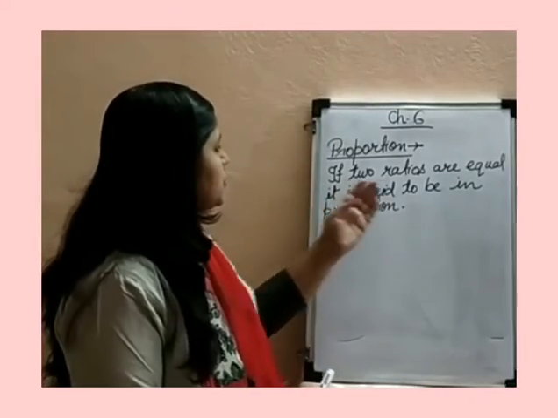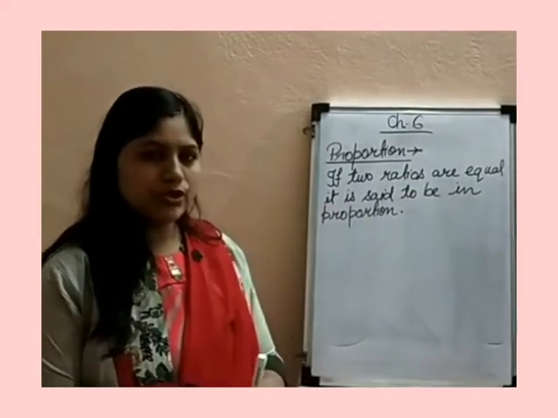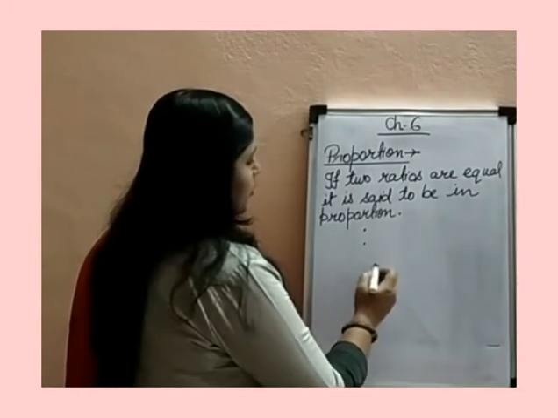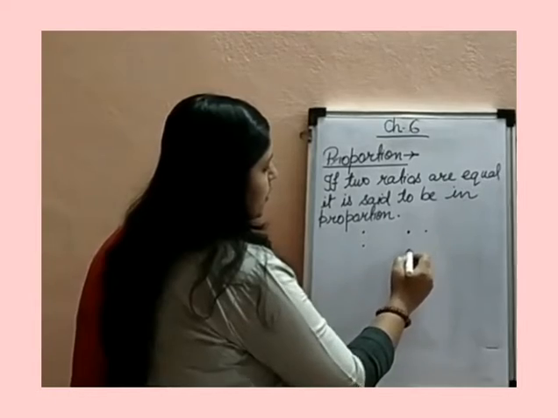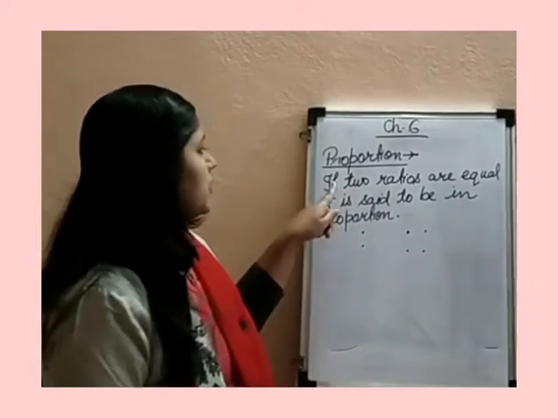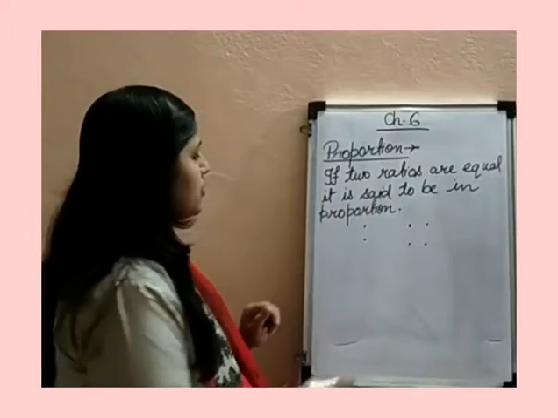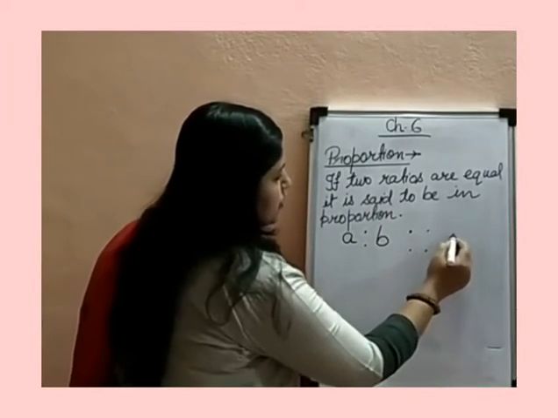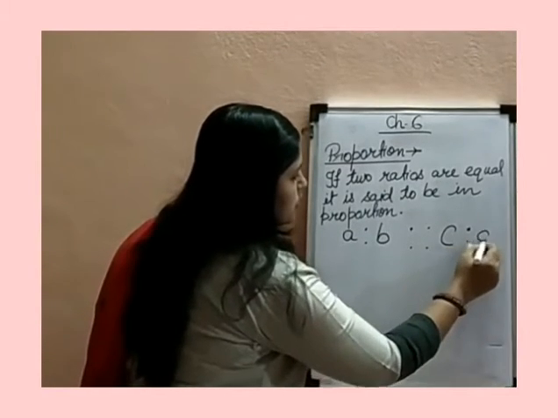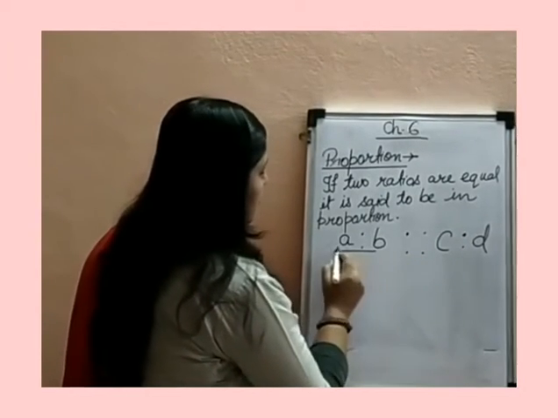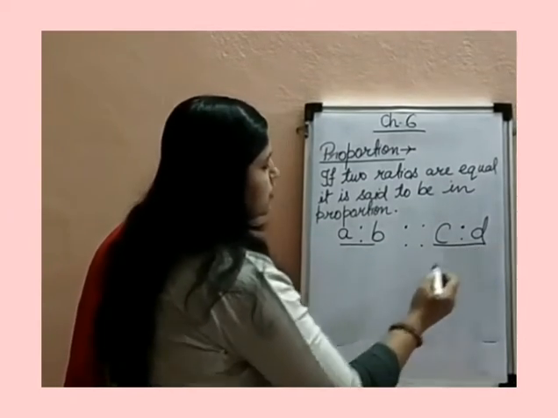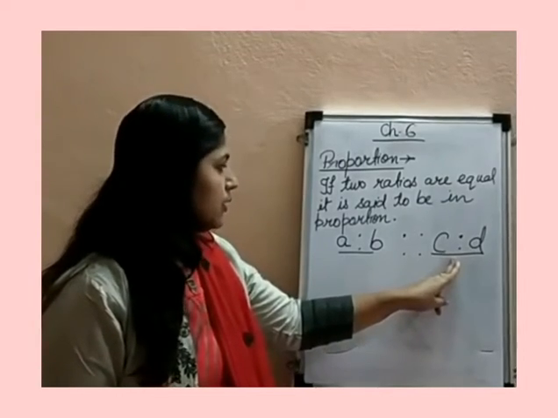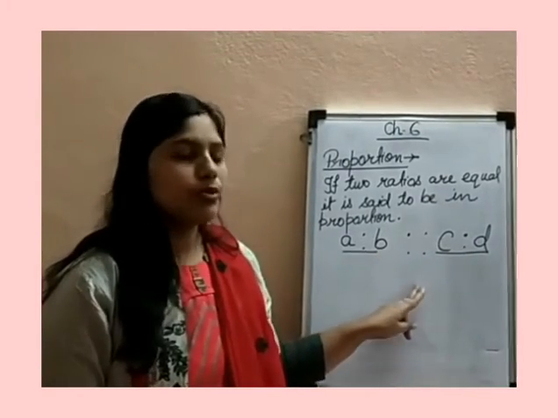Proportion. If two ratios are equal, it is said to be in proportion. In the last video I told you what is the symbol of ratio, that is the double dot, and the symbol of proportion is four dots here. So the definition is, if two ratios are equal, suppose A is to B is in proportion to C is to D. Here two ratios, A is to B and C is to D. If both are the same, then we will say that both the ratios are in proportion.